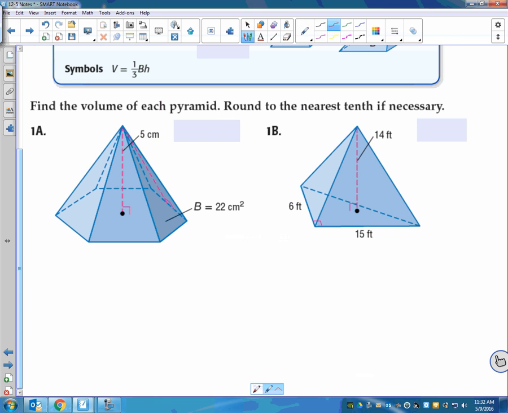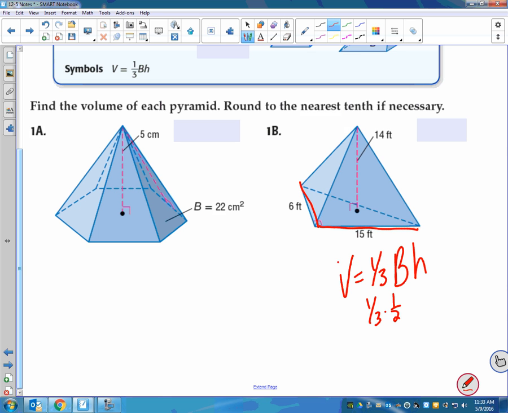So, the volume here is going to be 1/3 the area of the base times the height. So do I have enough information to find the area of this base? How do you find the area of a triangle? 1/2 the base times the height. And since it's a right triangle, they gave me what I needed. So that's just 1/2 times 6 times 15.